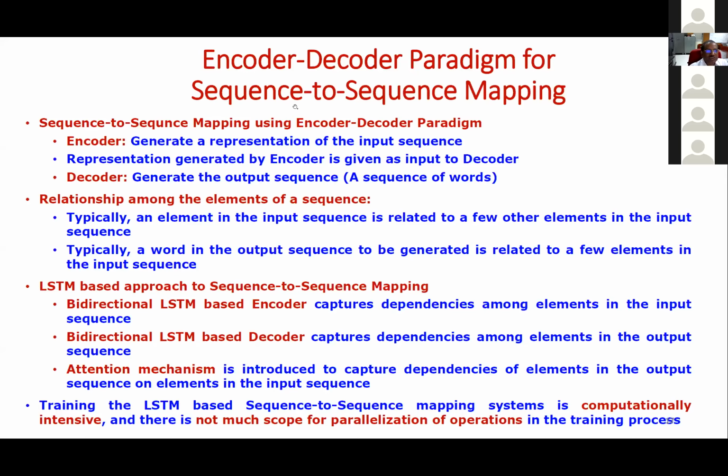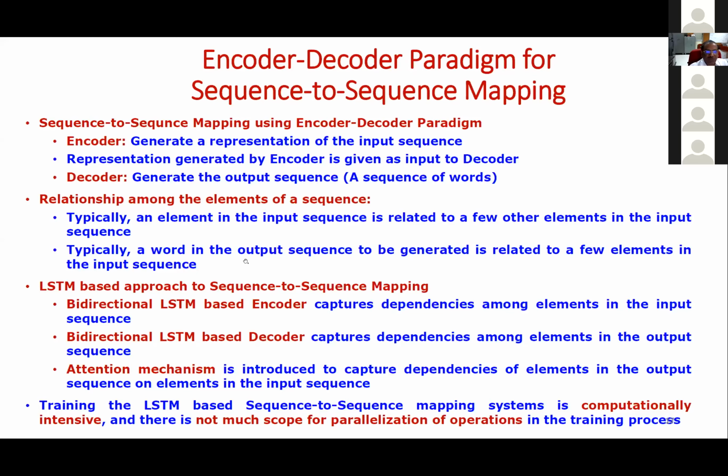So in the sequence to sequence mapping using the encoder decoder paradigm, we want the encoder to generate a representation of the input sequence, and then that representation generated by the encoder is given as input to the decoder, and then the decoder generates the output sequence. But it's very important to capture the relationship among the elements of sequence, right? Typically, an element in the input sequence is related to a few other elements in the same sequence, right?